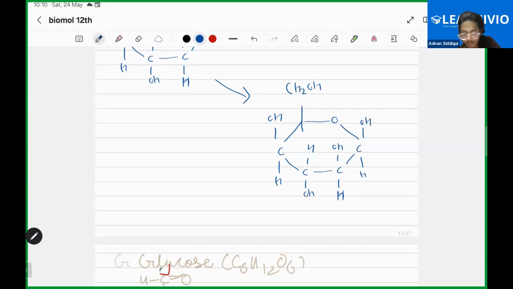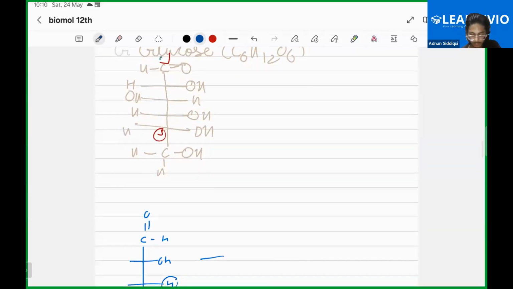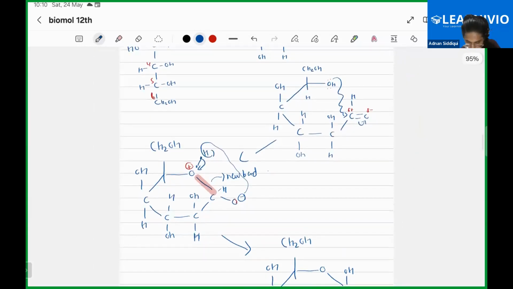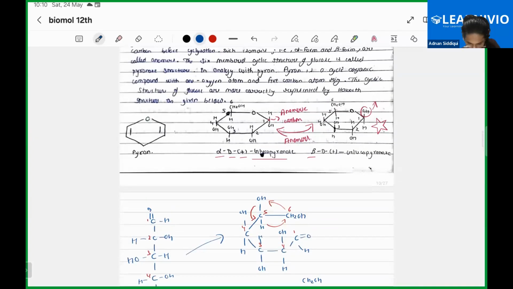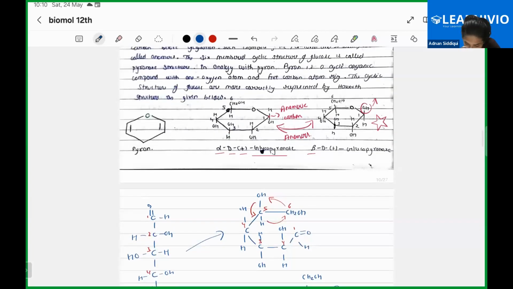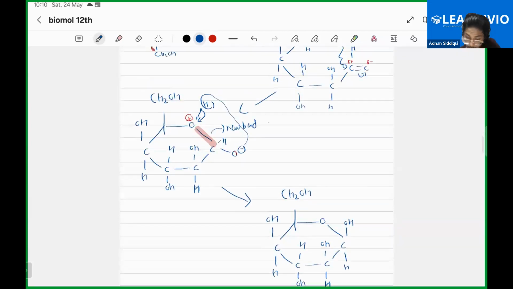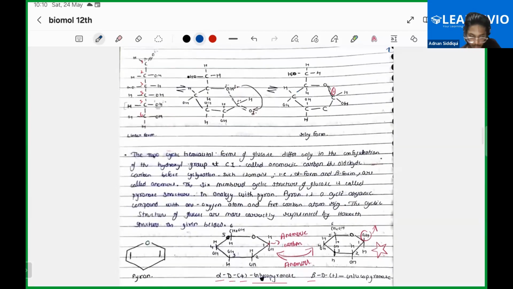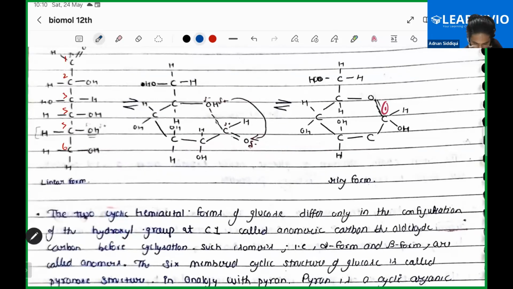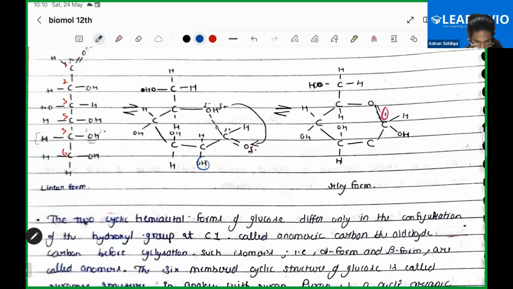Now what we need to understand, this is our structure of cyclic glucose. Let us check is this correct or not. Let me see, this is wrong. We did something wrong. I did something wrong. Check. This is our this one, and this is the lower end. Okay.